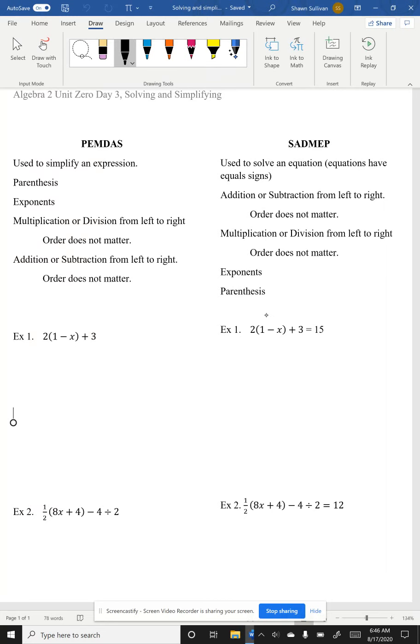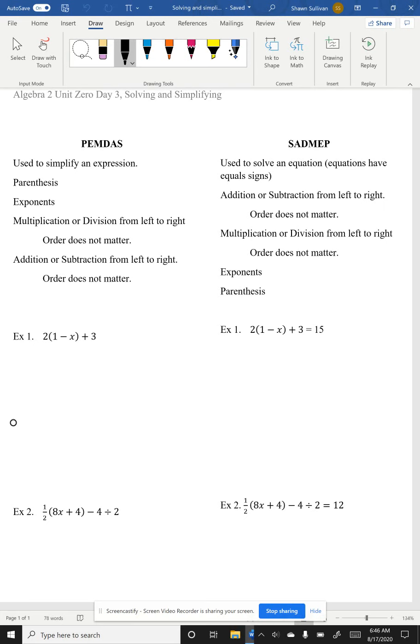We start with P, which is parentheses. We move to our E, which is our exponents. And this is just telling us what we're going to do. But here's something I want to emphasize. The multiplication and the division, that is from left to right, and order does not matter.